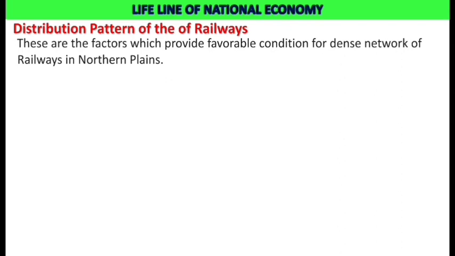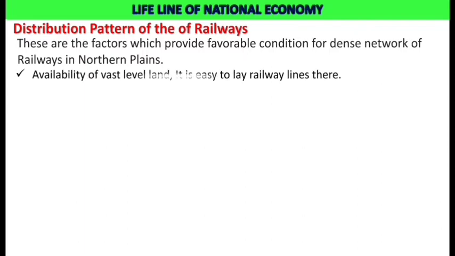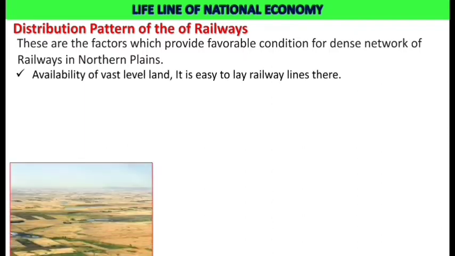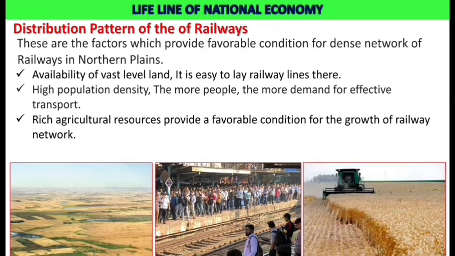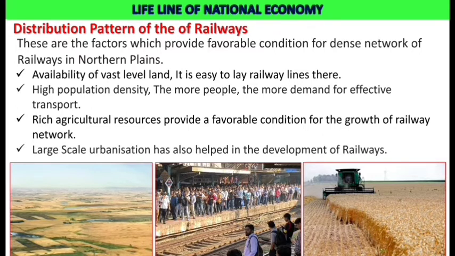First, we will discuss the distribution pattern of the railway in the northern plains. These are the factors which provide favorable condition for dense network of railway in the northern plains. So what are the factors? Availability of vast level land, it is easy to lay railway lines there. High population density, the more people, the more demand for effective transport. Rich agricultural resources provide a favorable condition for the growth of a railway network. Large scale urbanization has also helped in the development of railways, and also the developed industries.